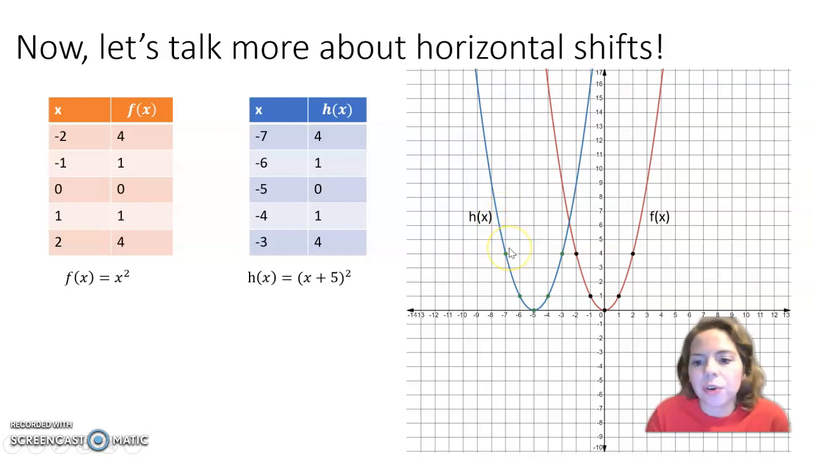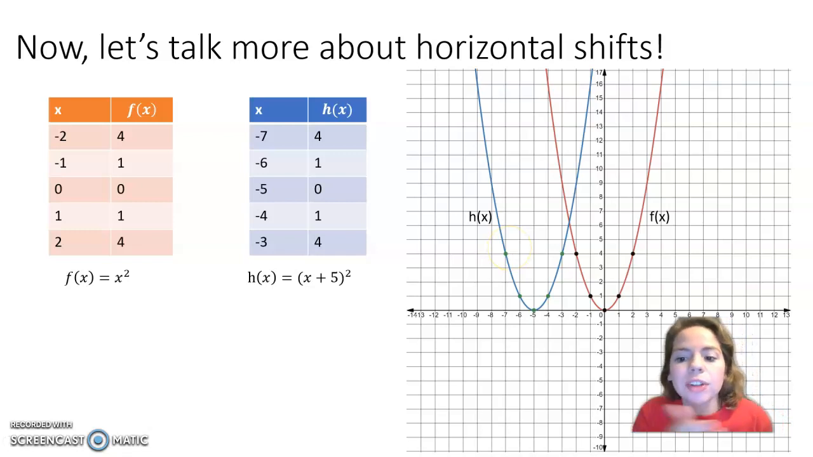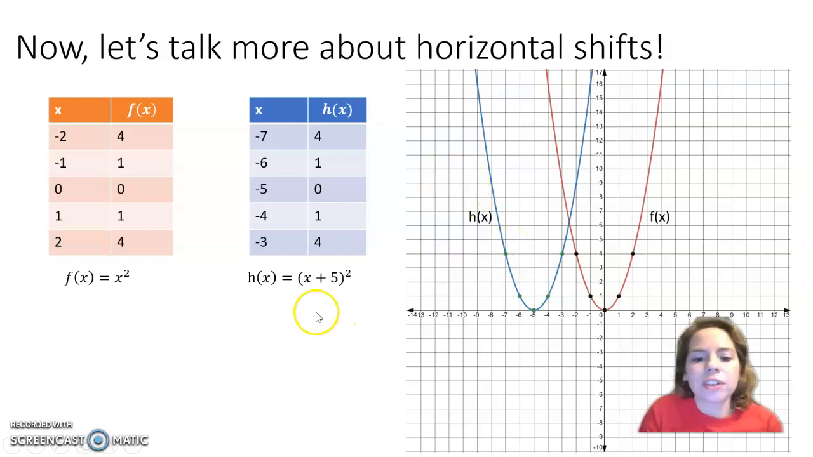So you're going to hopefully notice if we're going from f to h, we should be moving 5 units to the left. And this is kind of interesting because a lot of people would expect the h of x graph to be x minus 5 squared, but it's actually x plus 5 squared. So we'll talk about that.